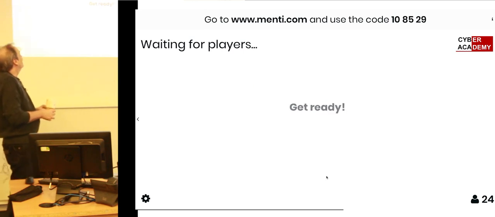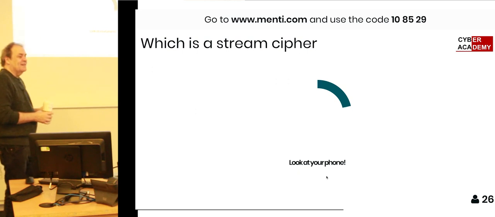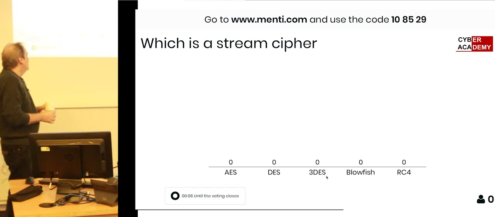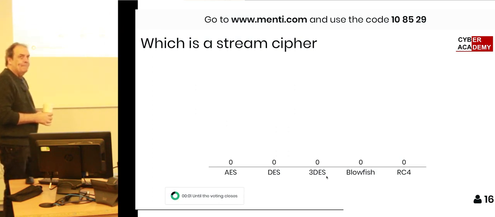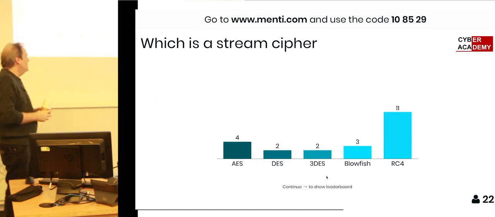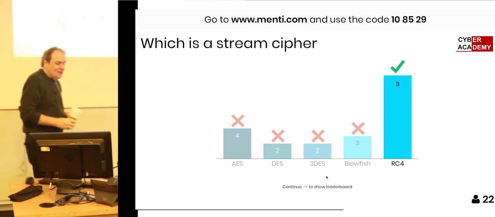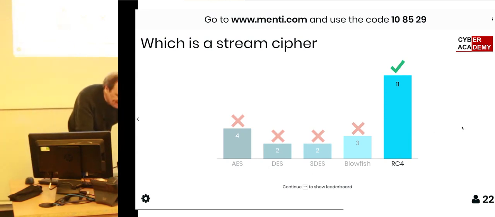Okay, get ready. It'll get a bit more difficult, I think. Which is a stream cipher? Is it AES, DES, 3DES, Blowfish, or RC4? Yep, it's RC4. I gave a wee demo of it as a stream.